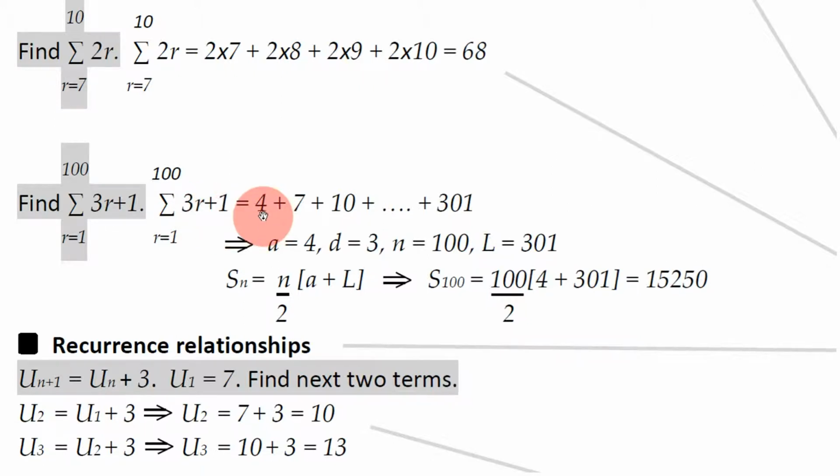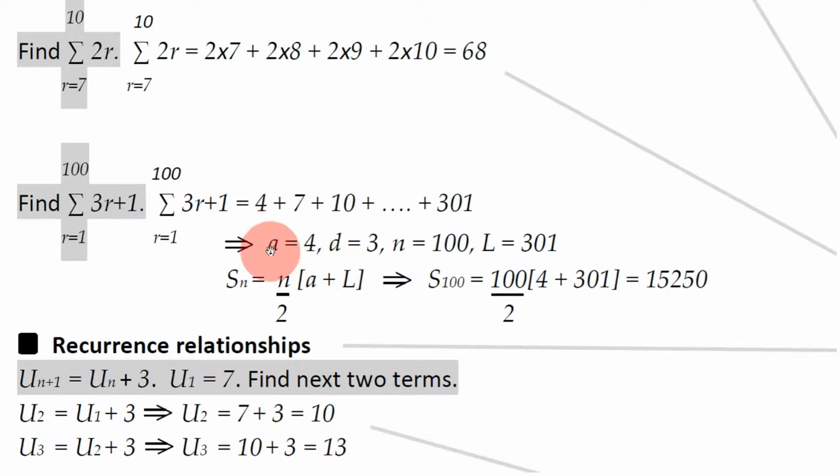So it starts off with 4 just by substituting r equals 1, so that gives you 4. The next term you get when r equals 2 is 7, when r equals 3 the third term is 10. So you can see it's going up by 3, so it's got a common difference, so it's an arithmetic series. And then what do you do?